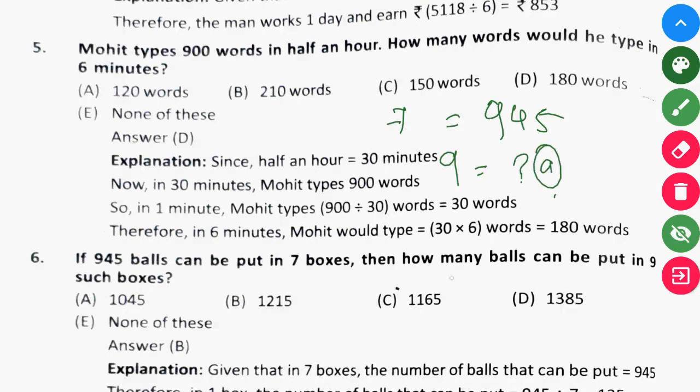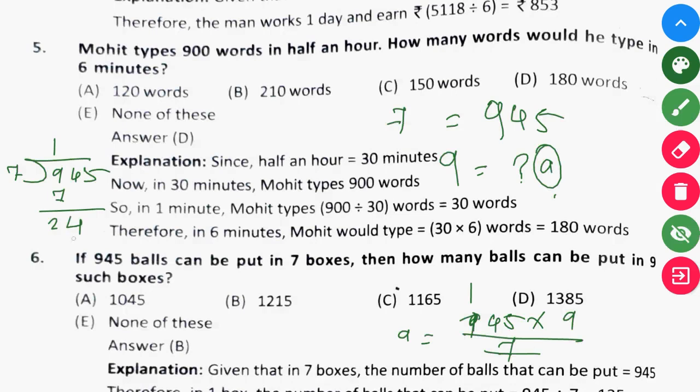Again, assume this as A. So the equation will become 945 multiplied by 9 divided by 7. And this is the answer of A. So 7 1s are 7. 2 will be the remainder, or you can do it here, 945 divided by 7. So it becomes 7 1s are 7, 2 will be the remainder, 4 will come down, 7 2s are 14, 7 3s are 21, 3 will be the remainder, and 7 5s are 35. So in one such box there are 135 balls.